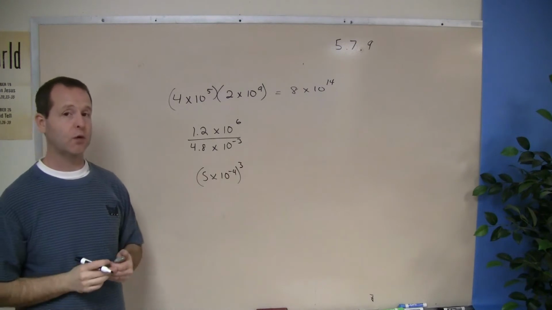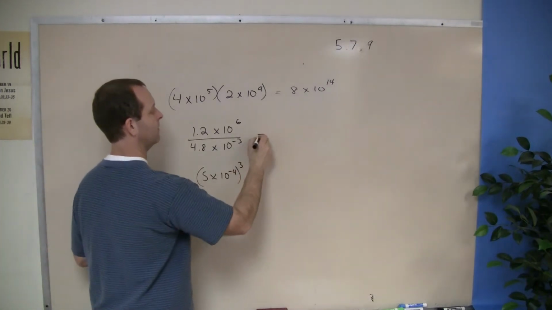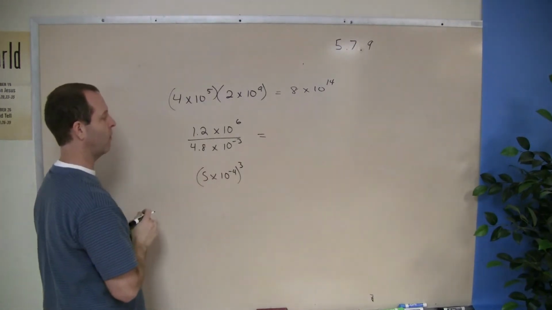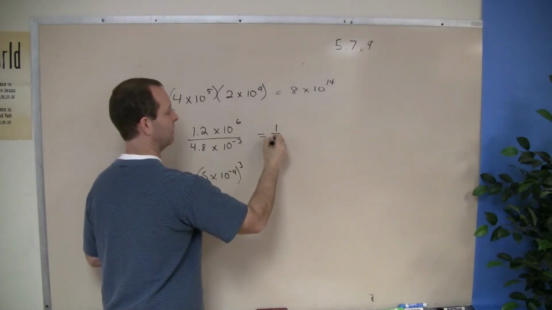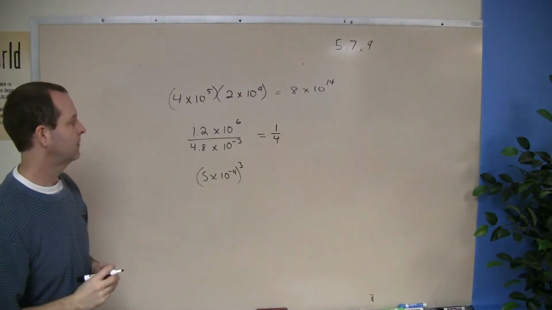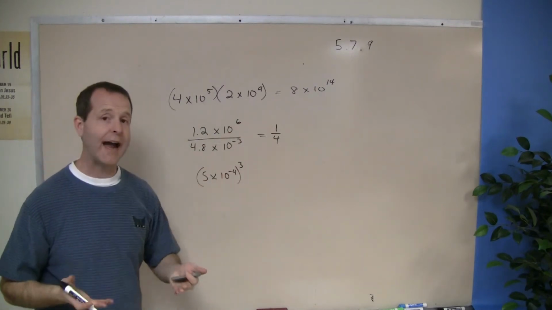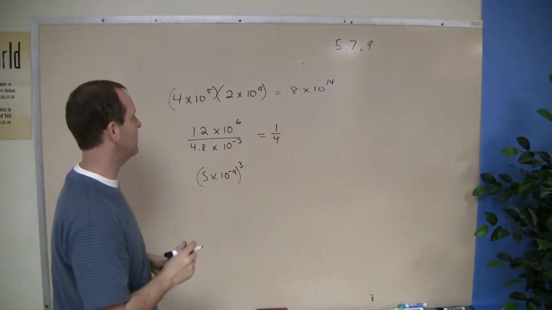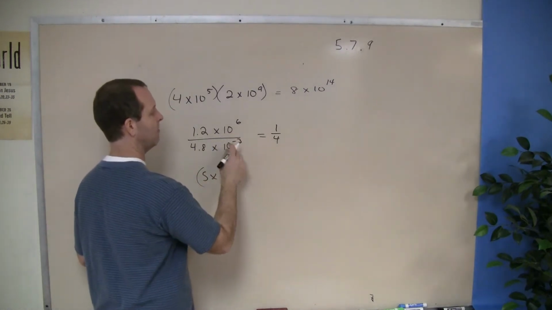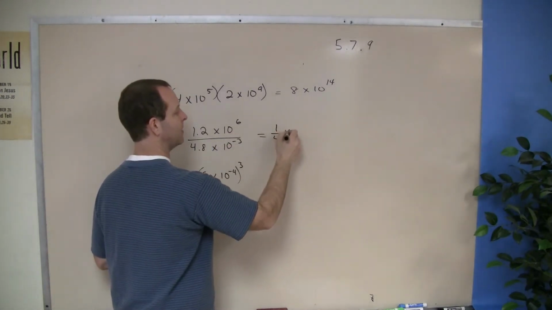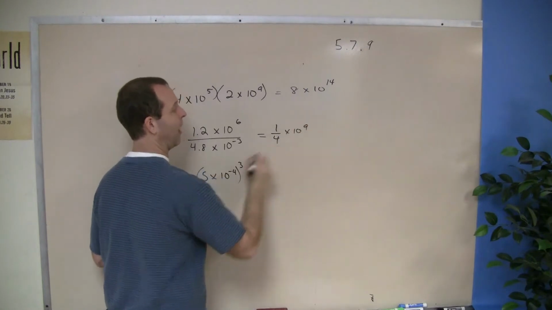Division will follow the same rules that we've had before. 1.2 divided by 4.8 gives me 1 over 4 times 10 to the 6th over 10 to the negative 3. When you divide like bases, you subtract the exponents. So 10 to the 6th minus a minus 3 gives me times 10 to the 9th power.